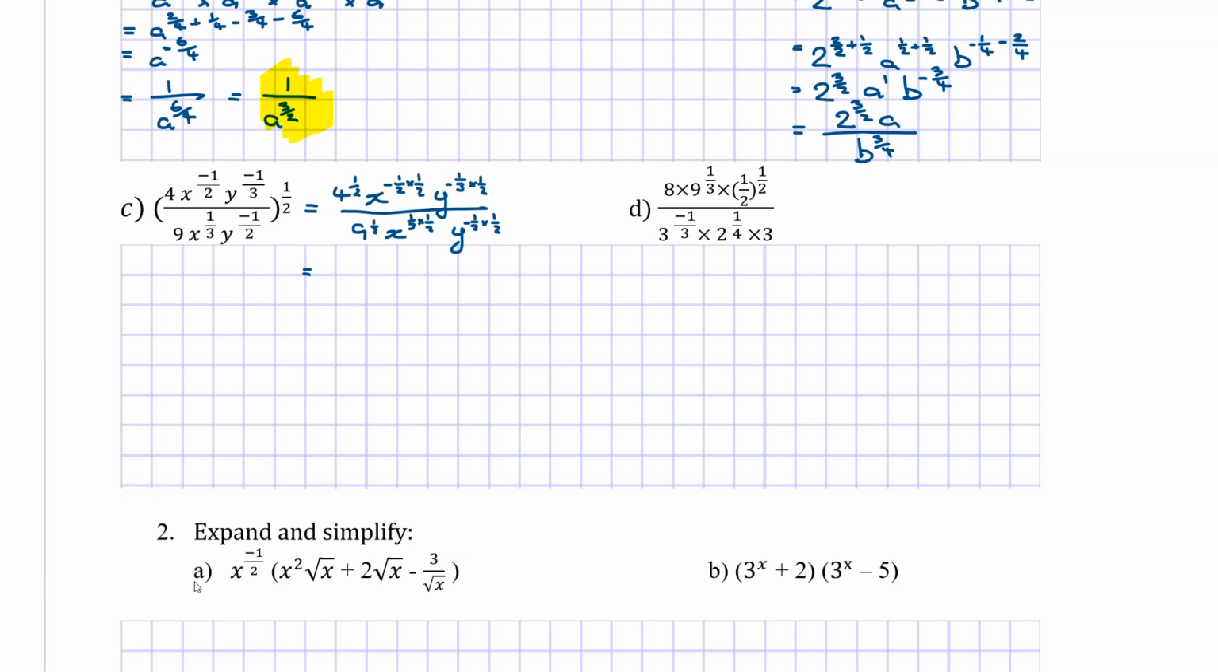Simplifying that out, we're going to get rid of the fraction altogether. So we can go 4 to the half, then x to the negative quarter, then y to the negative sixth, then it's going to be 9 to the power of a negative half, and then x to the power of a negative sixth, and then y to the power of a positive quarter. Positive because it was a negative when it was in the denominator, and now we're writing it all on a single line, so it becomes positive again.